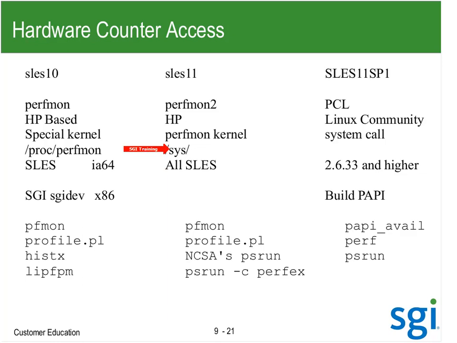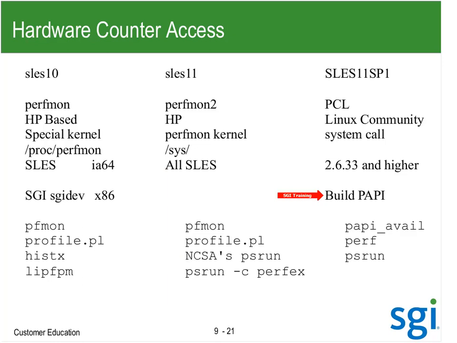And at this point, by the way, with the newer kernels and everything, we started using NCSA's psrun on Itanium. We never wanted to re-implement or support the histx stuff. Too much work for it. But then in SLES 11 SP2, the Linux community came up with a system call interface that standardized 2.6.33 and higher. They also integrated PAPI, but PAPI might have to be built for that particular OS.